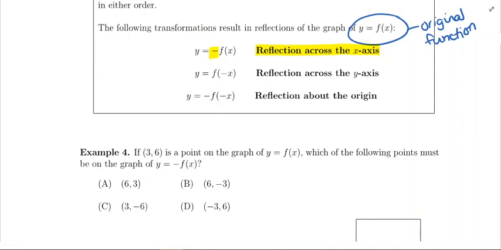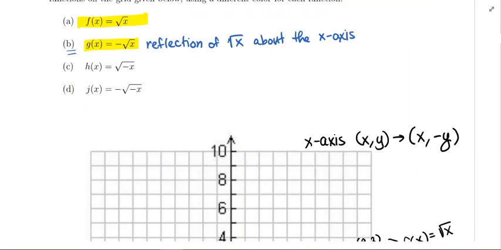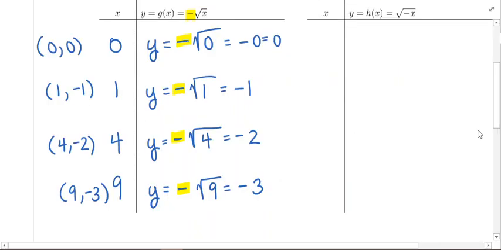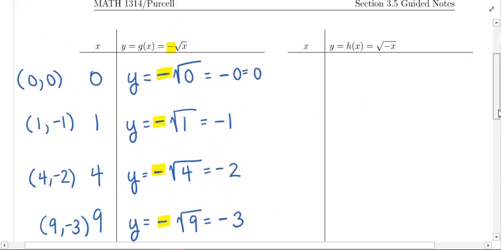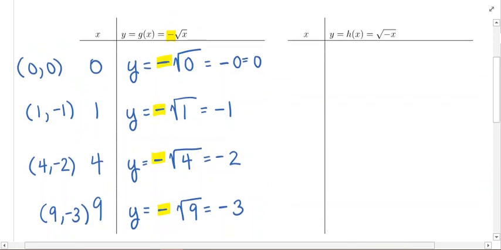Let's go back to page 5 and look at part C. We've got a brand new function here. This time, the negative sign is on the inside of the square root, which may raise alarm bells. h of x is equal to the square root of negative x. So let's go to page 6. We're going to go to the table of values to the right here, and we're going to try to make a table of values.